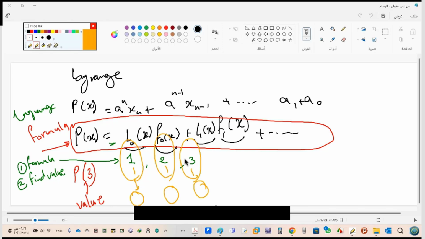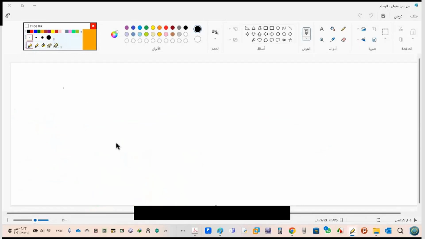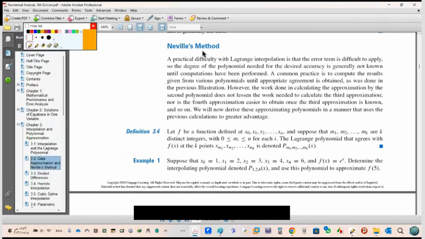Now a question arises in our brains. Can we find values directly without a formula? Yes, sure, we can find. And this is our job today: to find a value without finding the formula. How can we do this? So this is our job, and today we have this one, the Neville method.